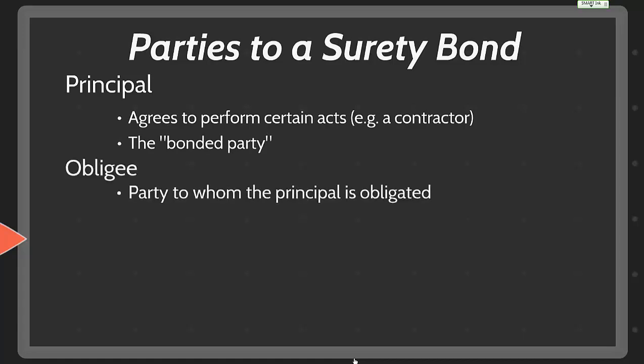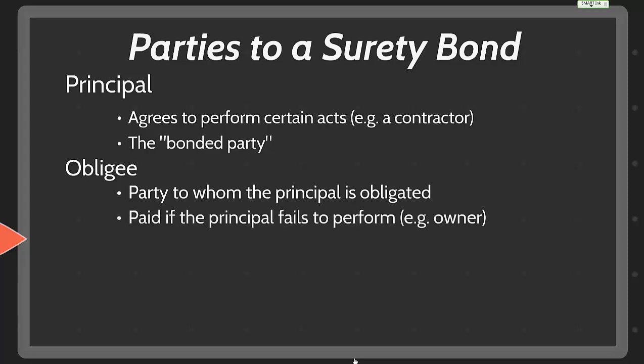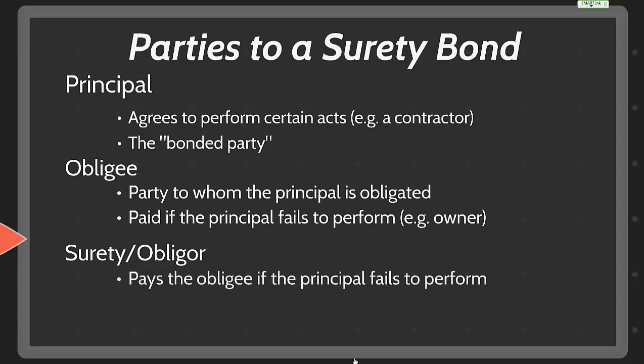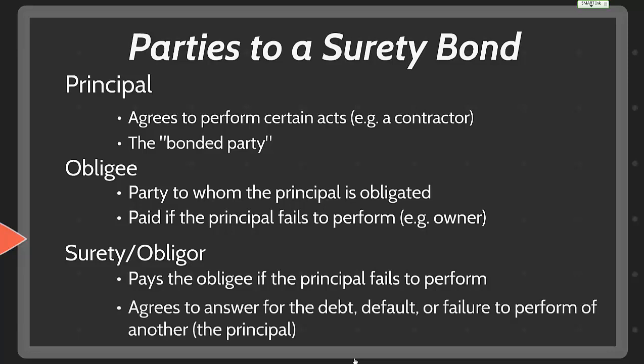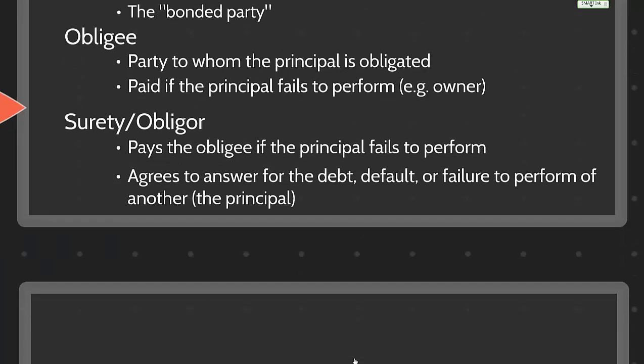Then there's the obligee. This is the party to whom the principal is obligated. For example, an owner, someone who the contractor agrees to build property for or add on to a specific building. The obligee is paid if the principal fails to perform. And then there's the surety, also known as the obligor. The surety pays the obligee if the principal fails to perform. They agree to answer for the debt, default, or failure to perform of another. Remember, they guarantee the honesty and integrity and ability to perform of the principal.